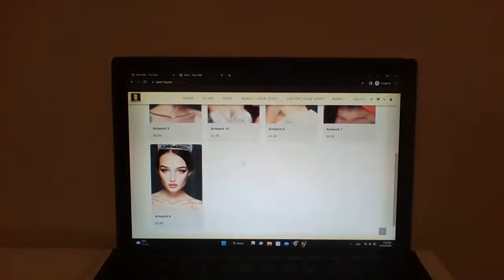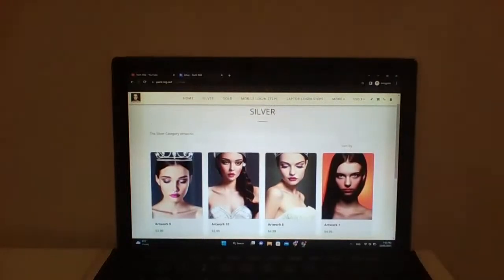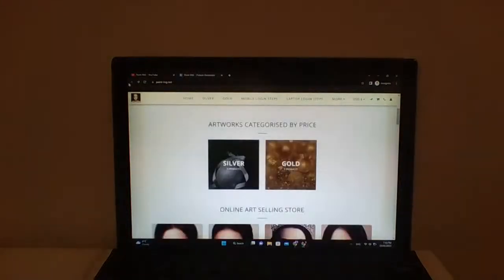These artworks are all created by our team. When you purchase our pricing plans, we will generate pictures such like these, and you can sell your art in our online art selling store. We do 90% of the work, and you only need to do 10%, which is editing the picture and transforming it into your own artwork. Once you're finished, we will display your artwork in our online art selling store, and people can buy your artwork. Next, I would like to introduce our gold category.